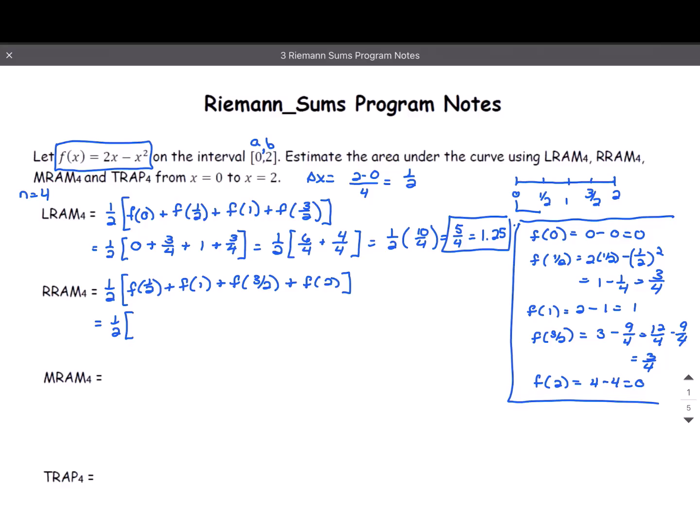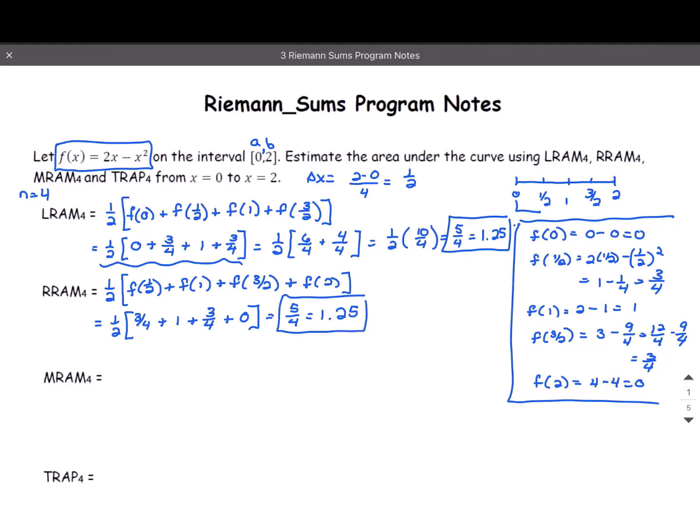So now we have 1/2 times. We said f of 1/2 is 3/4, plus f of 1 is 1, plus f of 3/2 is 3/4, plus f of 2 is 0. Notice that's the exact same sum, just in a different order, that we had for the LRAM. So we're going to wind up with 5/4 or 1.25 yet again.